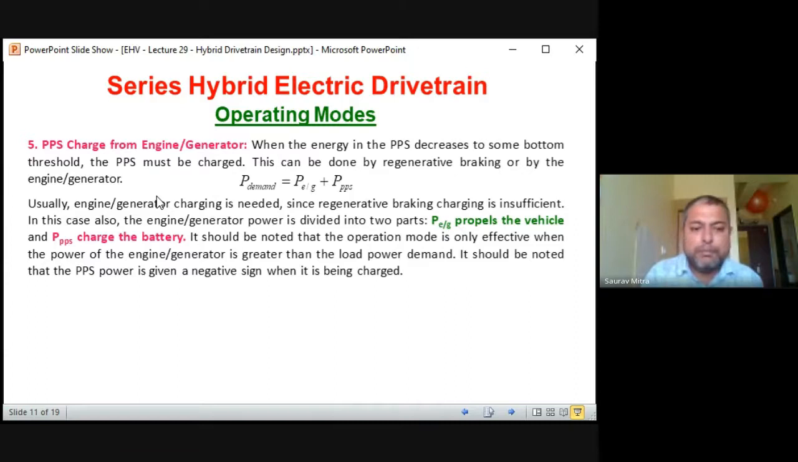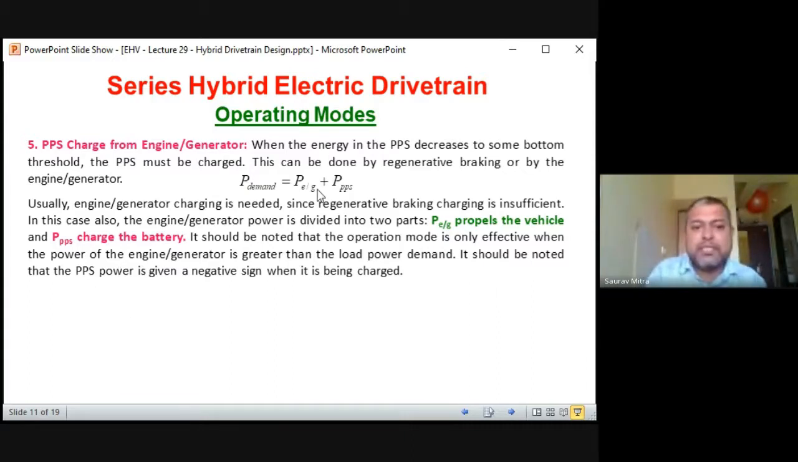It can use some of its energy to charge the PPS, or regenerative braking can be used to charge the PPS. Usually engine generator charging is needed, as regenerative braking charging is insufficient, and we don't know whether the vehicle is going down, maybe the vehicle is going up. In that case regenerative braking is not possible. So generally the engine generator set itself is used to charge the battery pack. In this case also the engine generator power is divided into two parts. One is PEG, which propels the vehicle, and the second is PPS, which charges the battery.